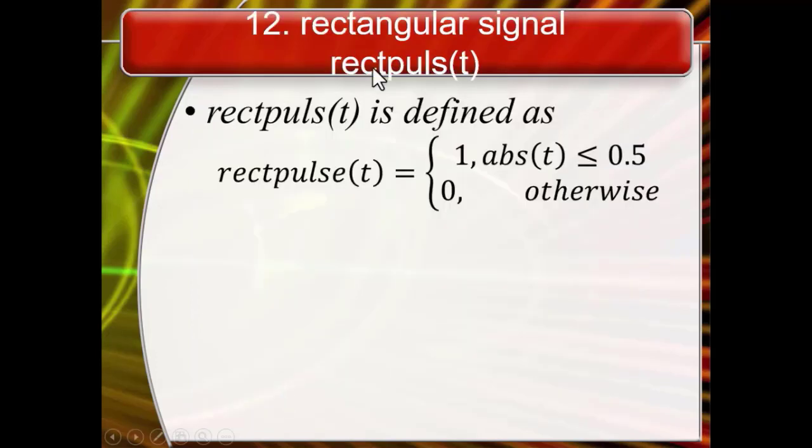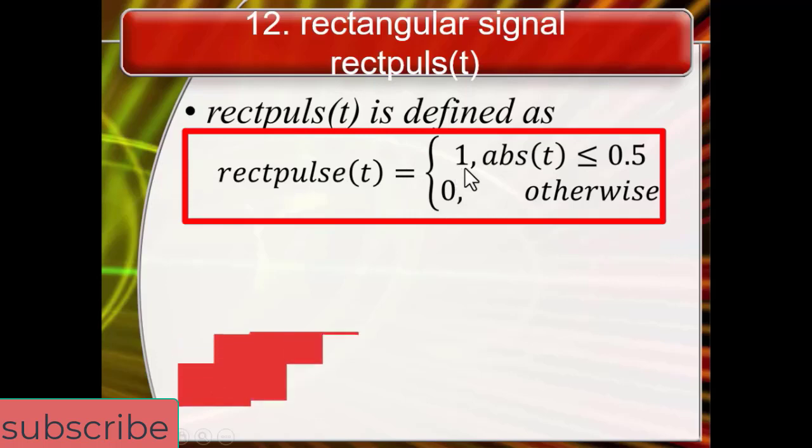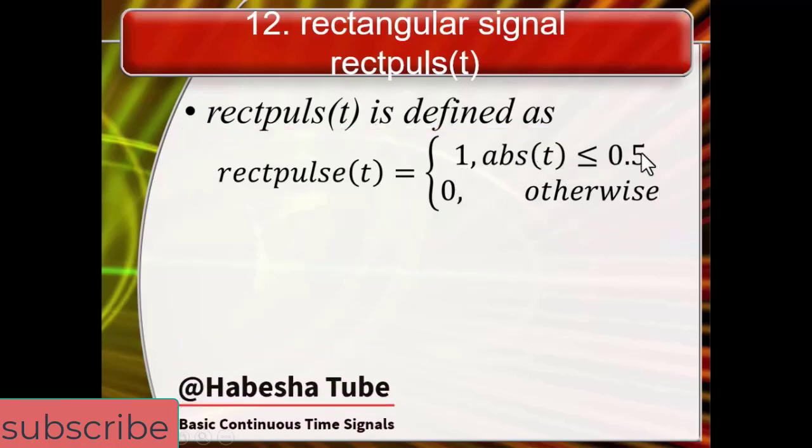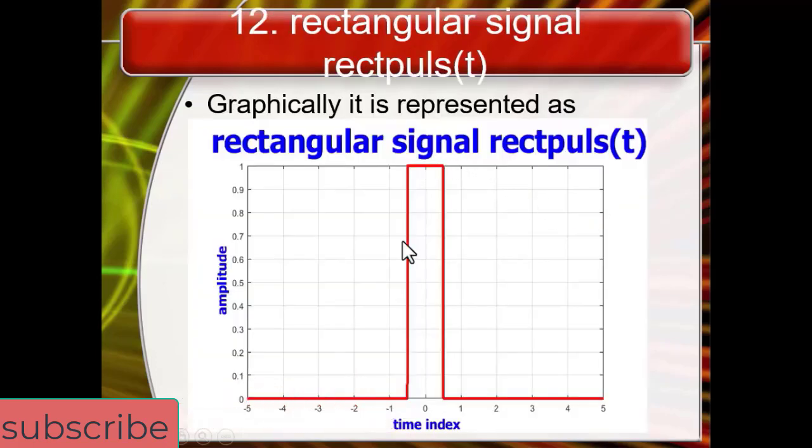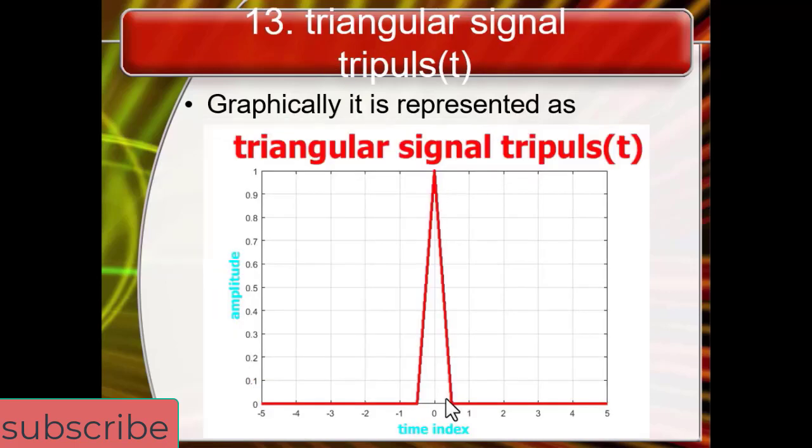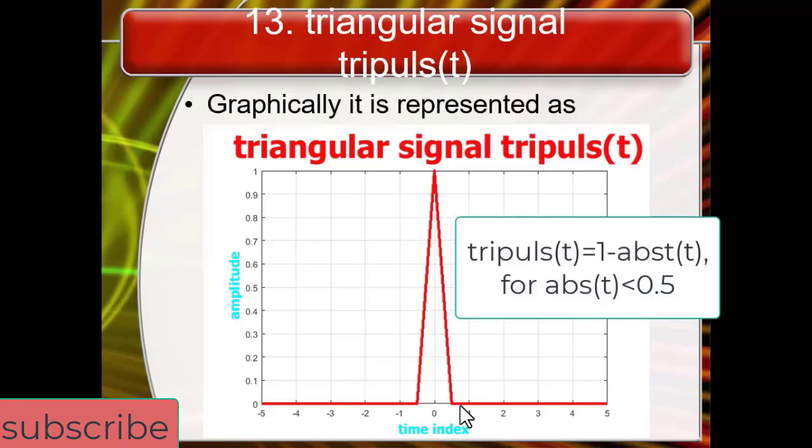The next one is the rectangular signal, or rect pulse of t, which is a predefined MATLAB function and is equal to 1 for absolute value of t less than 0.5 and 0 otherwise. So graphically we can represent it like this. Rect of t equals 1 between minus 0.5 and 0.5 and 0 for all other values of t. And tri of t, the triangular pulse, is 1 between minus 0.5 and 0.5 and 0 for all other values of t.